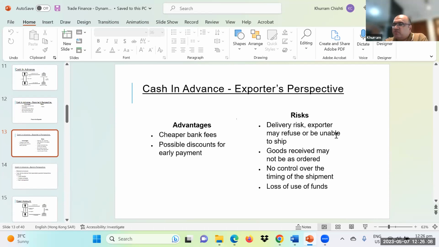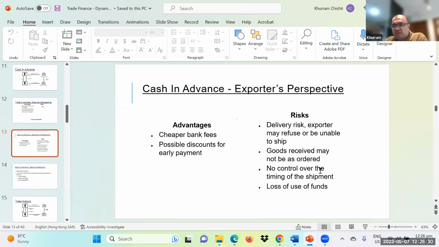So delivery risk: the exporter may refuse or be unable to ship. If I don't ship, what can he do? Also, goods received may not be as ordered. I shipped the goods, but then he discovered that I ordered 5 tons of rice and they are lower, 4.95 tons, or not the right quantity, or they are not packaged that way. Or during the voyage, they have become stale. Something like that.